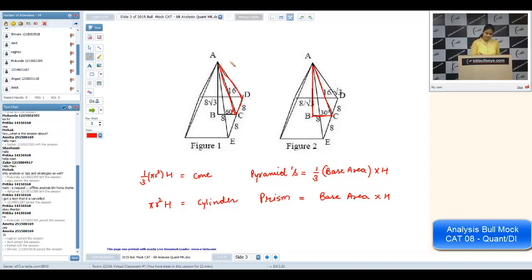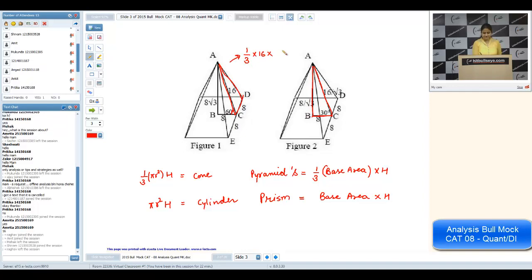Now I'm taking figure 1. We will calculate the volume for this. It will be 1 by 3 into base area, which is 16, into height. And in this case, it will be 1 by 3 into base area into height once again. We want to calculate the height here. So I'm using trigo here. I'm taking this triangle, joining the center of the square to the vertex. So now you can see, of course, the total side was 16. So this half will be 8. And the angle given as 60 degree.